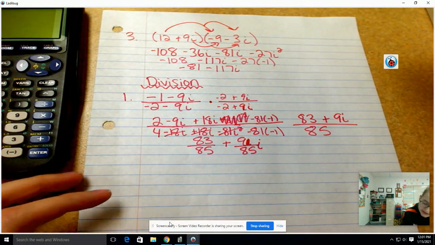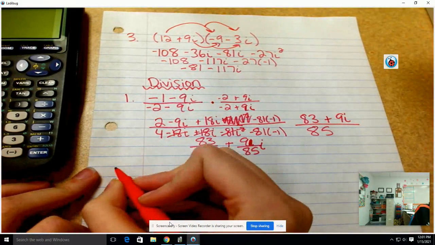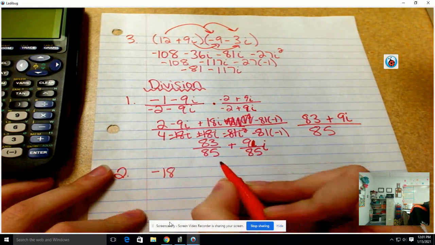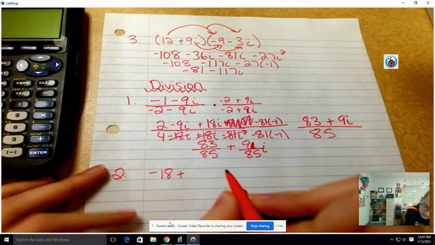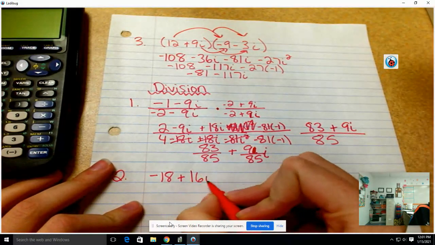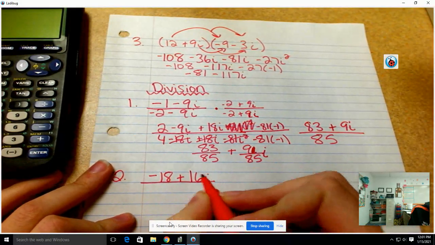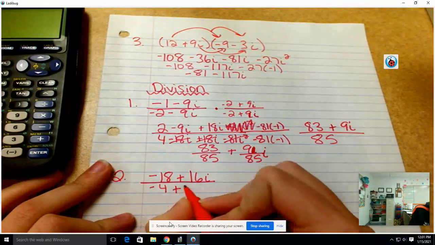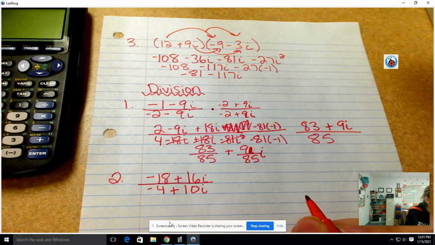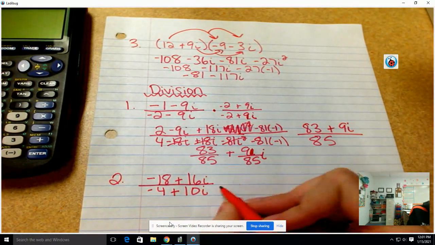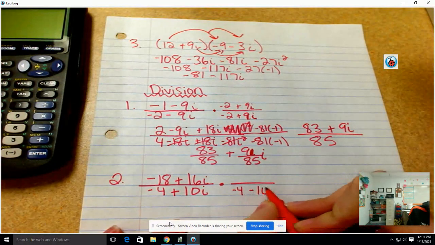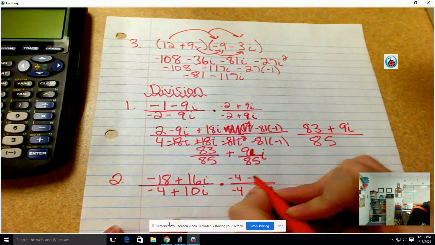Division is a little bit more tricky, so we are going to do a few more examples to make sure we are all on the same page. We're going to have negative 18 plus 16i divided by negative 4 plus 10i. So we're going to use the conjugate of the bottom. We're going to multiply both the top and bottom by negative 4 minus 10i.